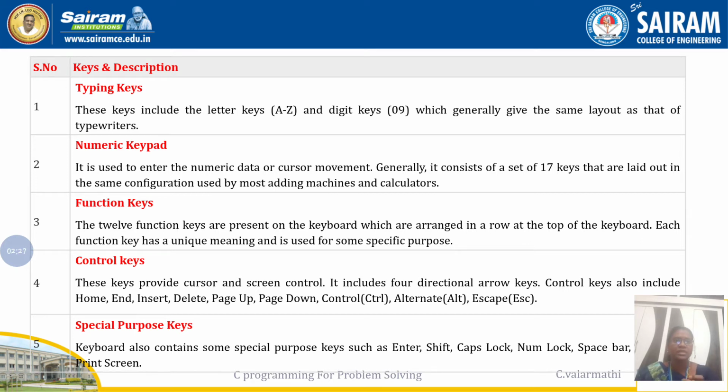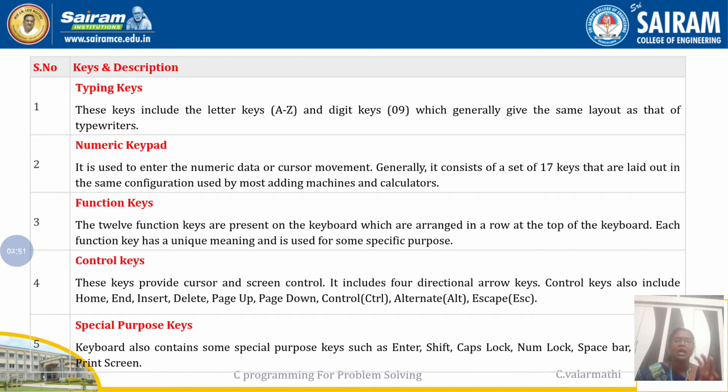The letters from A to Z, and then 0 to 9, in the center you will have big size keys, so those kinds of keys are called typing keys. And then numeric keys are separately arranged on the right side of your bottom, starting from 0 to 9, and there will be an enter key; a separate part is arranged for numeric keys.